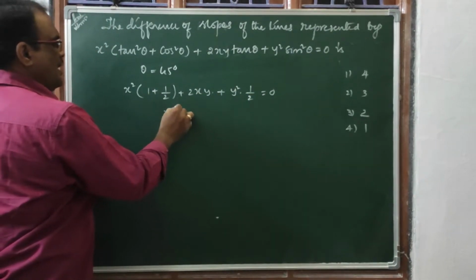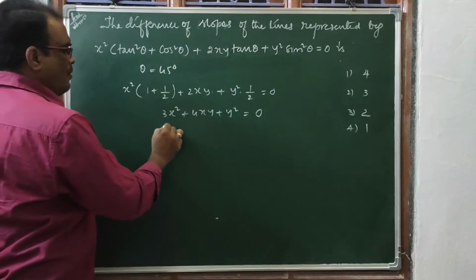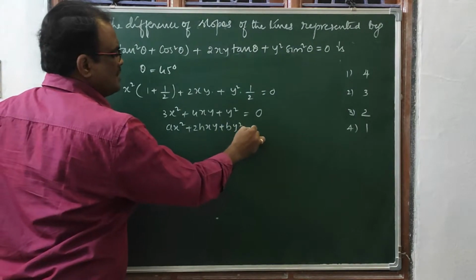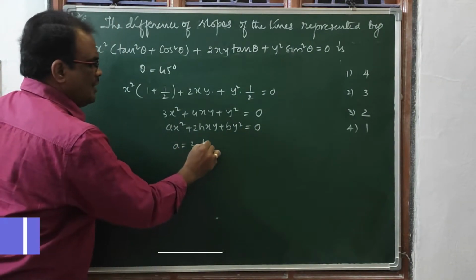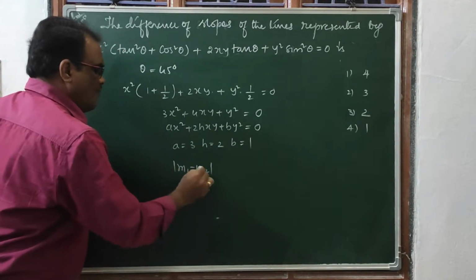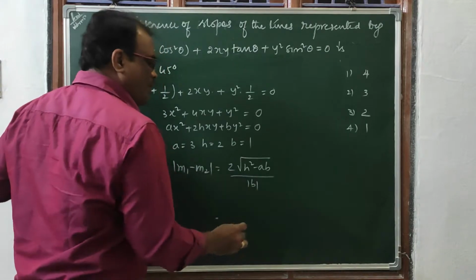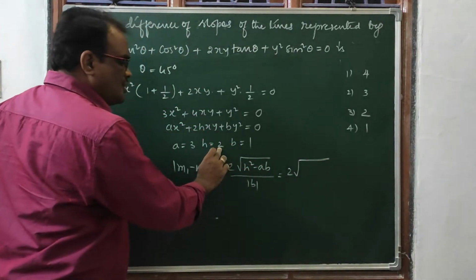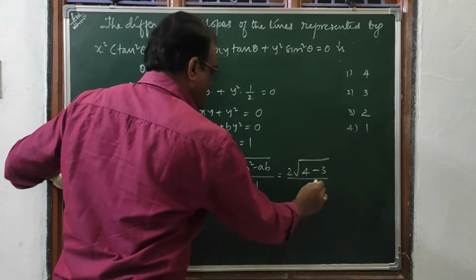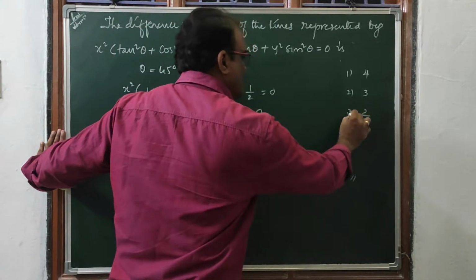So you have 3x² + 4xy + y² = 0. Now compare this with ax² + 2hxy + by² = 0. a = 3, h = 2, b = 1. The difference of slopes |m1 − m2| = 2√(h² − ab) / |b|. So 2√(h² − ab): 2 squared is 4, minus ab, 3 ones are 3, divided by |b| which is 1. So 4 minus 3 is 1, 2 ones are 2 by 1, 2. That is the third choice.